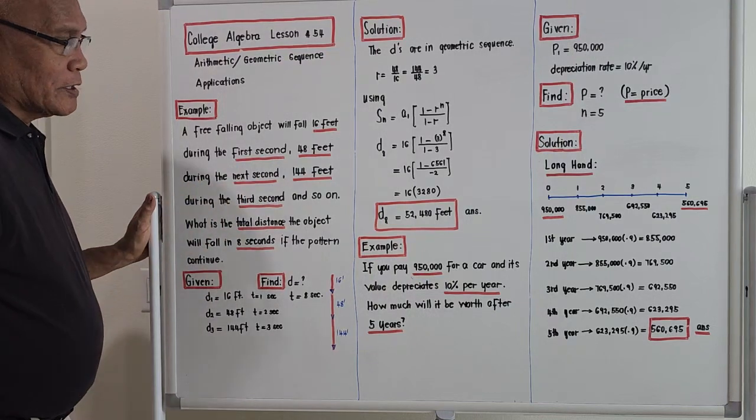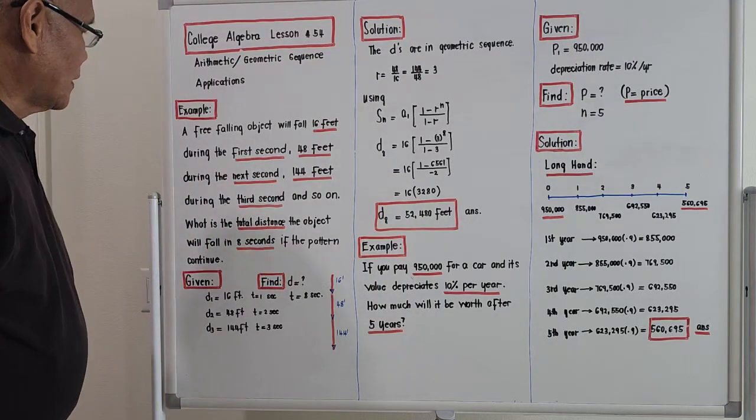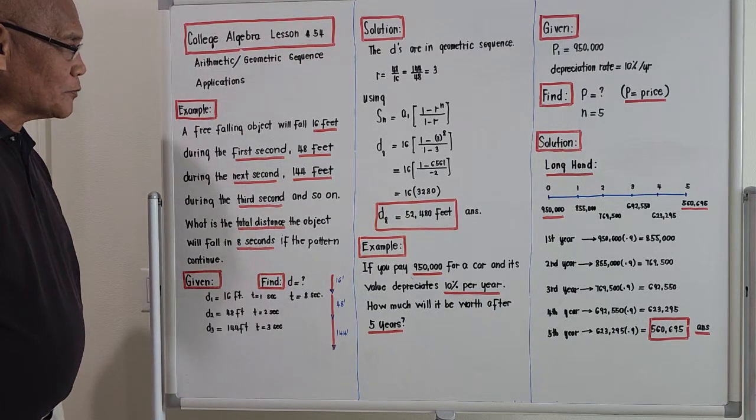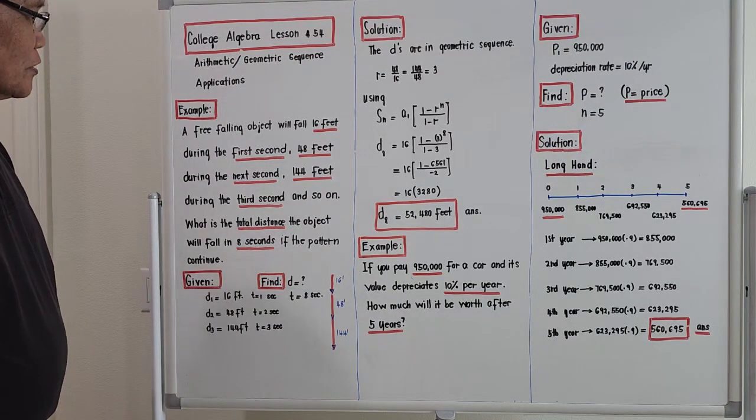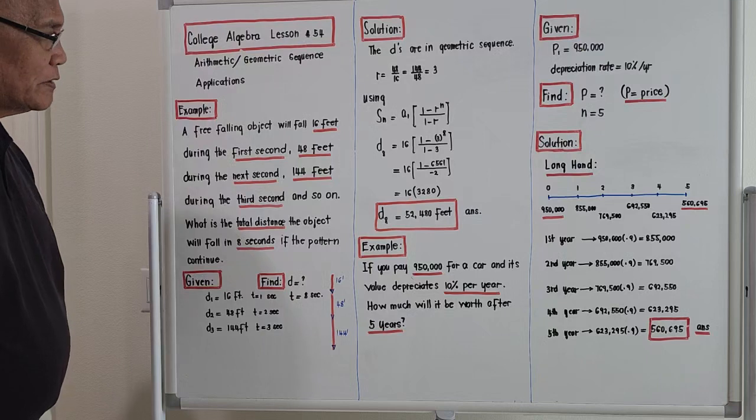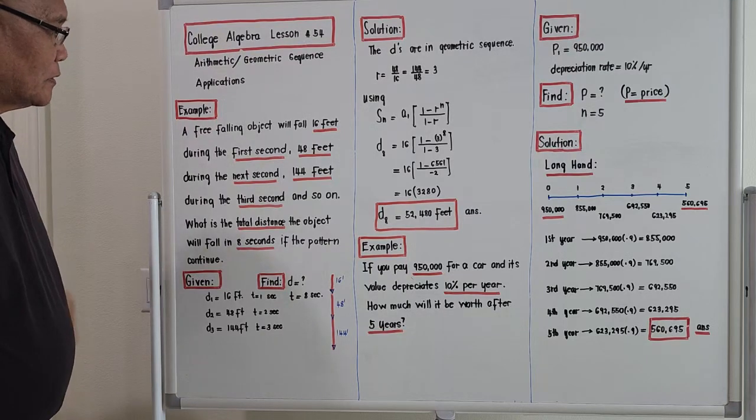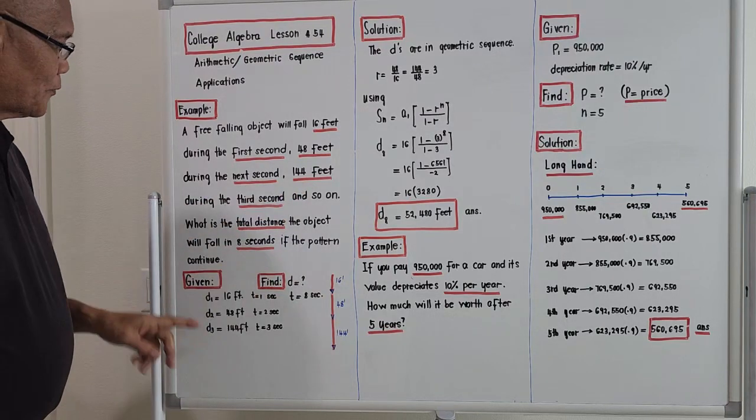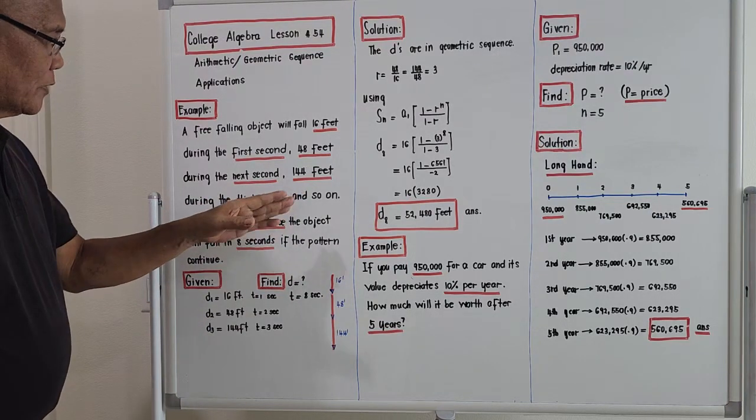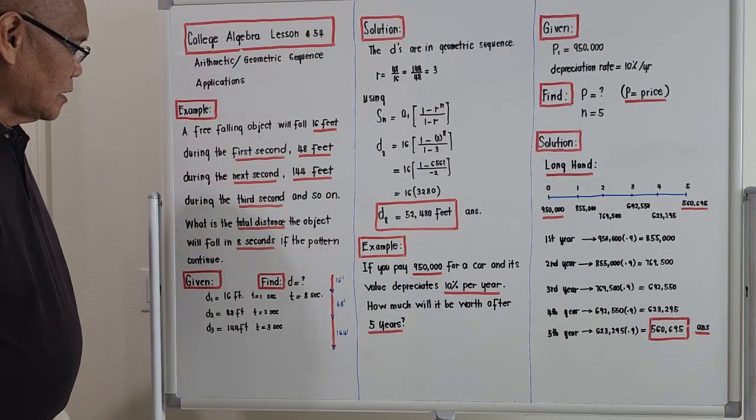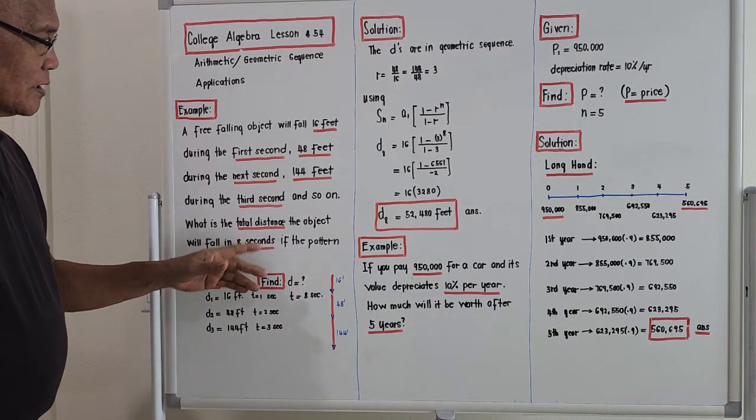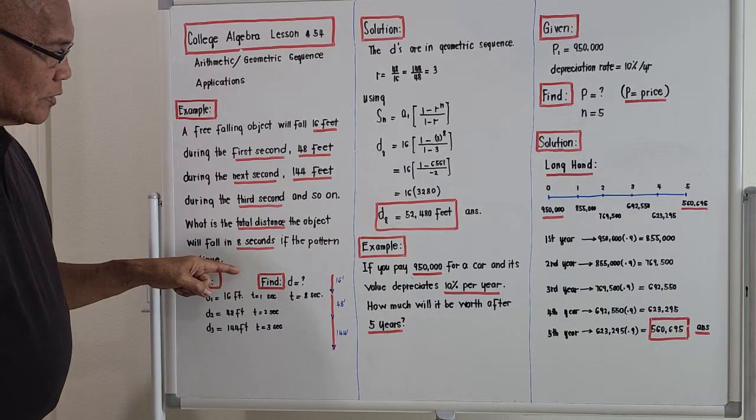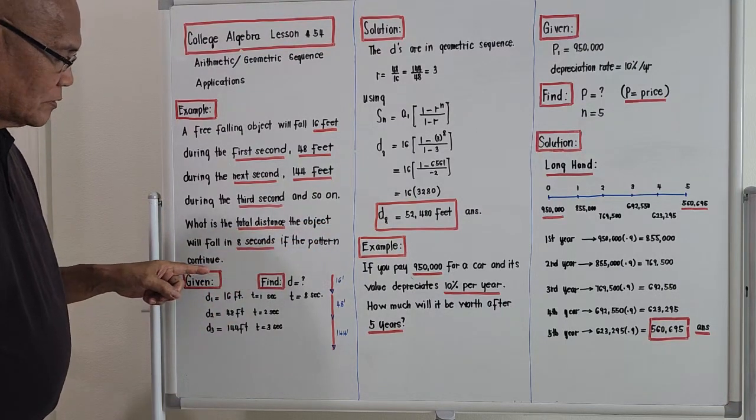Okay, I will try to read the problem. A free-falling object will fall 16 feet during the first second, 48 feet during the next second, 144 feet during the third second, and so on. What is the total distance the object will fall in 8 seconds if the pattern continues?